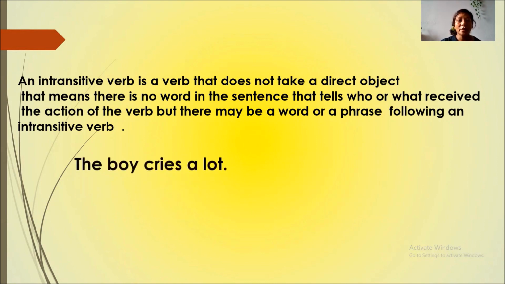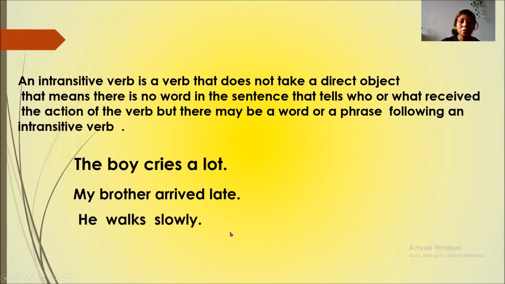Okay. So, "the boy cries a lot." Here, cry is intransitive because a lot is not an object. Here also, "my brother arrived late." Late is not an object, right? And "he walked slowly." Slowly is not an object. So, cry, arrive, walk, they are intransitive verbs. Remember, transitive verbs take a direct object, indirect objects also, and intransitive verbs don't take a direct object.